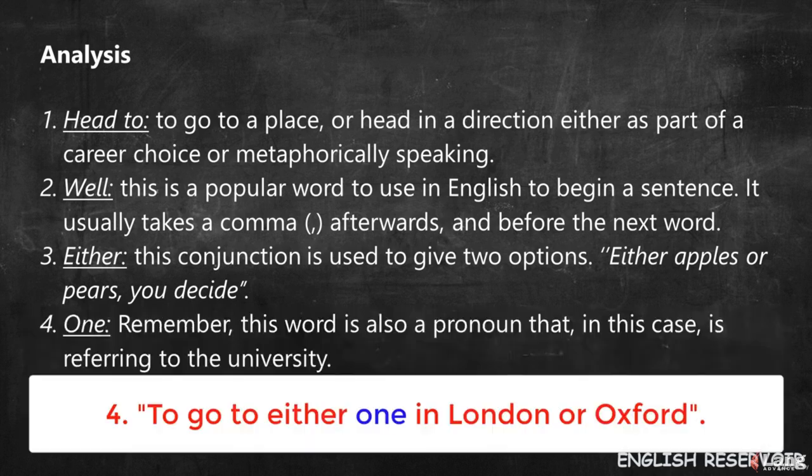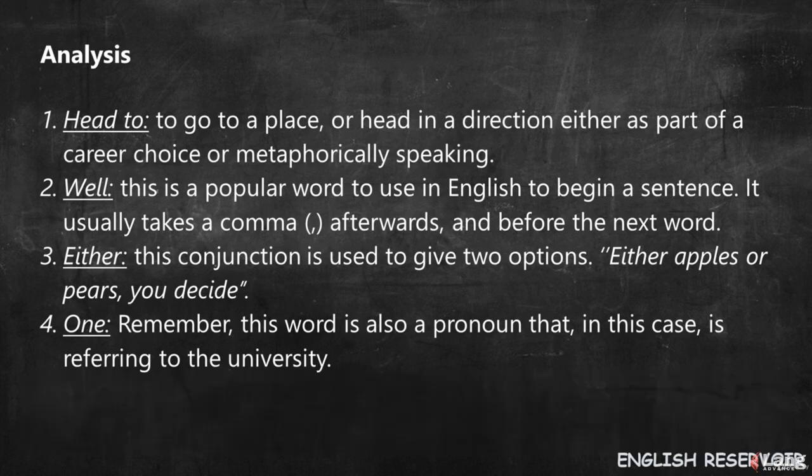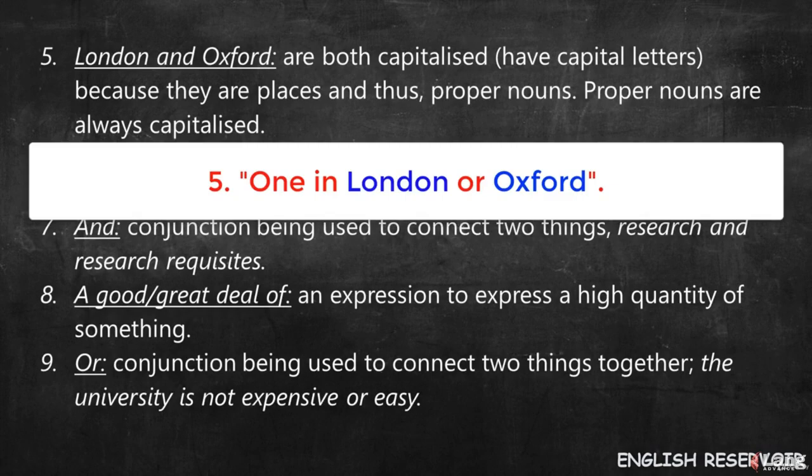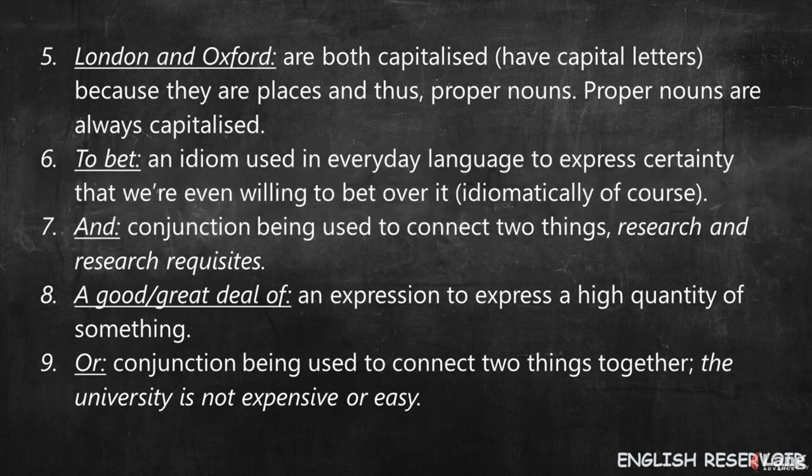4. One. Remember, this word is also a pronoun that, in this case, is referring to the university. 5. London and Oxford are both capitalized, have capital letters, because they are places and thus proper nouns. Proper nouns are always capitalized.